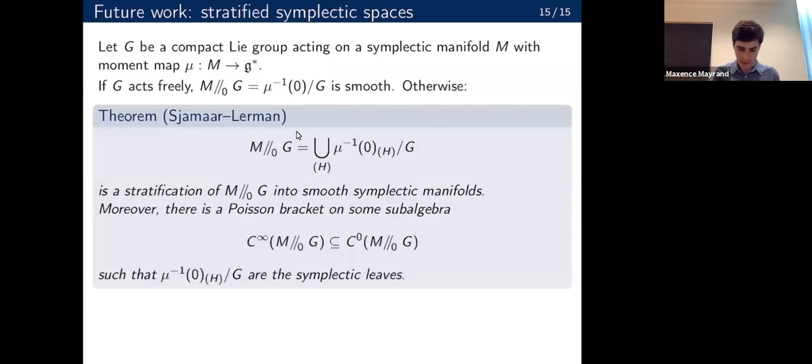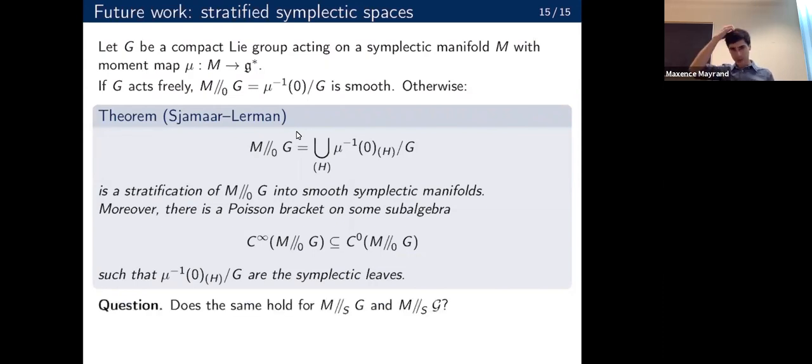And moreover, there's an appropriate substitute for the algebra of smooth functions inside the algebra of continuous functions with a Poisson bracket, such that these spaces are symplectic leaves in a suitable sense. And so the question now that we're working on is, does the same hold for symplectic reduction along a submanifold, or even more generally, symplectic reduction by a groupoid along a submanifold? And we hope to have a positive answer at some point, and that's the end of my talk. Thank you.